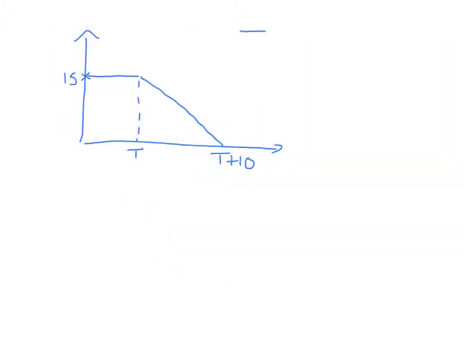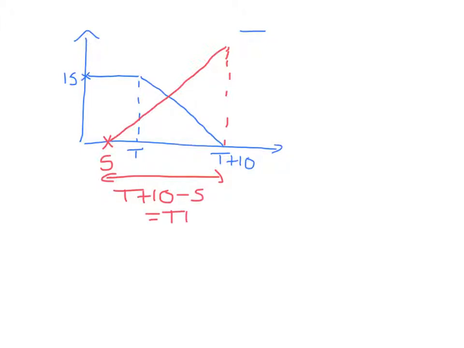Now we have a second vehicle. It leaves after 5 seconds. It's going to arrive at the same time and it accelerates. Now if it starts at 5 and it goes to t plus 10, then this distance along the bottom is the t plus 10 minus 5. So it's travelling for t plus 5 seconds.